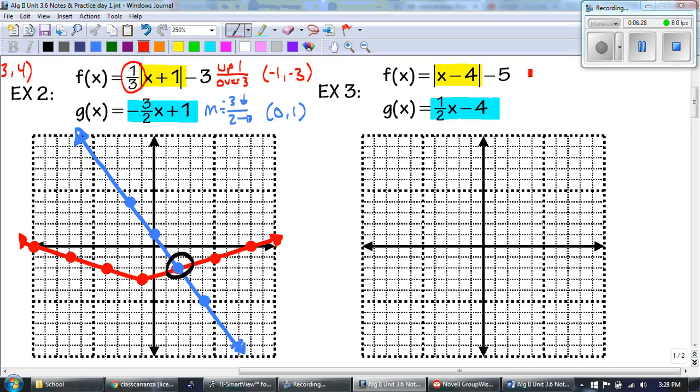For the top one, there's nothing out front, so that means up 1, over 1, and we're starting at 4, -5. Okay, 4, -5, up 1, over 1. And then we're just going to draw the lines. Make sure your lines extend the entire length of your graph.